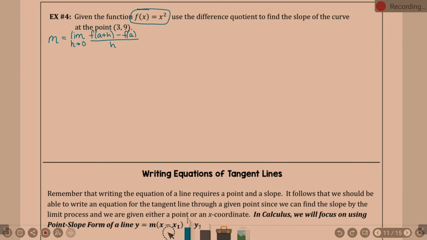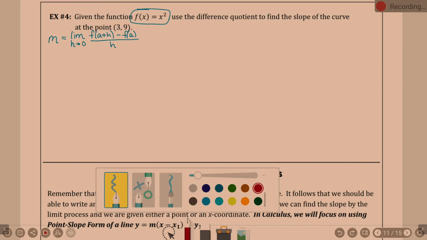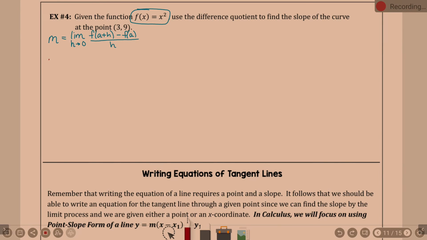Until we put in 0 for h, it's still going to be the limit as h approaches 0. What's f of a plus h? How do I write that? f of a plus f of h minus f of... Well, I guess you can't split them. Never mind.